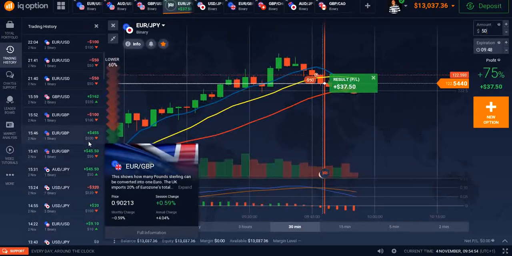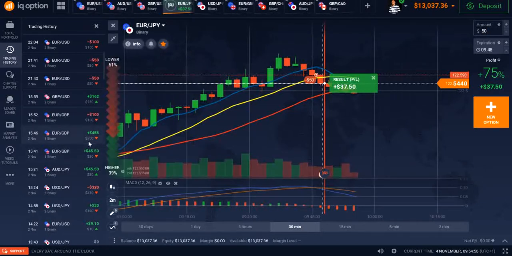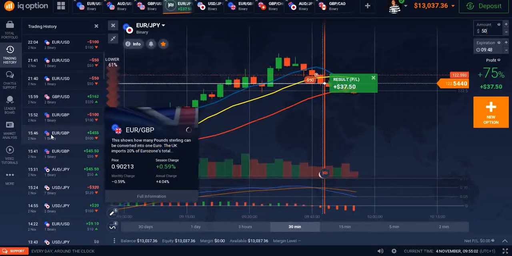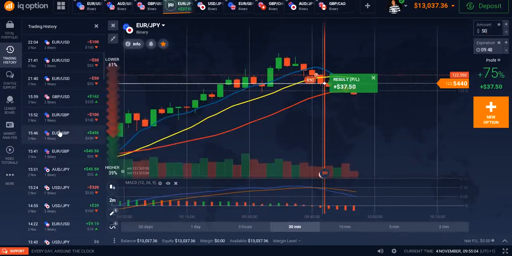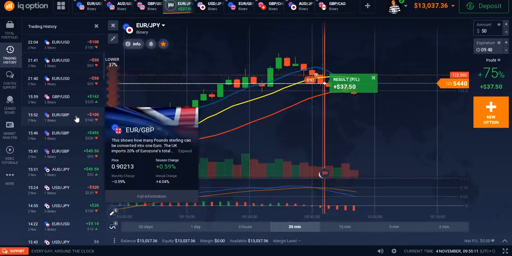So when I saw this, I was like, wow, it's working. So I went back and placed another trade immediately, as you can see here, on that Europe GBP, rather. Yeah, Europe GBP. Once I placed the trade there, I lost the trade again.